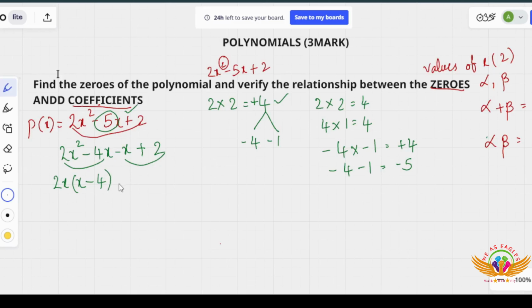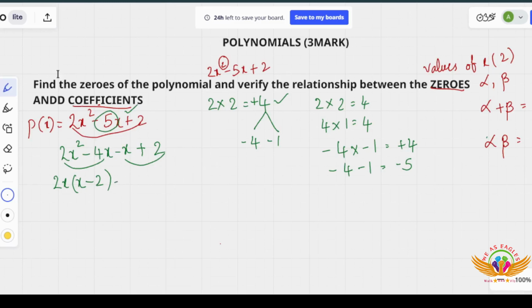Am I right? No, see, I took 2 also outside, so 4 doesn't come here. So let me rub it. It is x minus 2. Once you multiply, cross check whether you're doing it right or wrong. 2x into x is 2x square. 2x into minus 2 is minus 4x. Done. You should not change anything here.